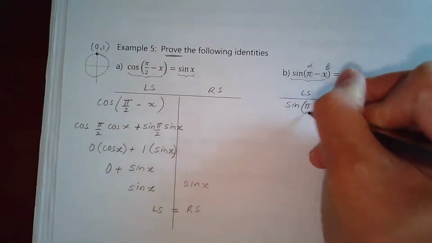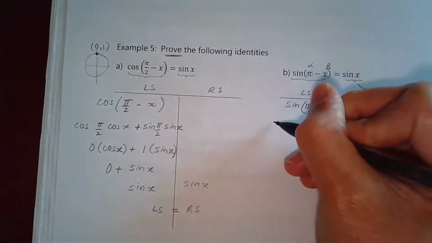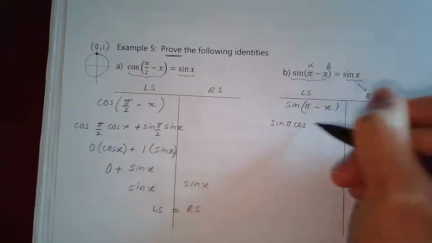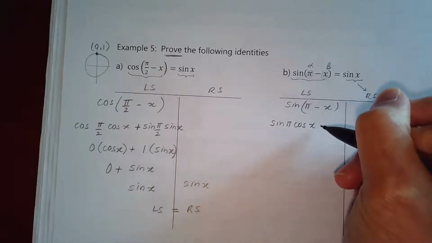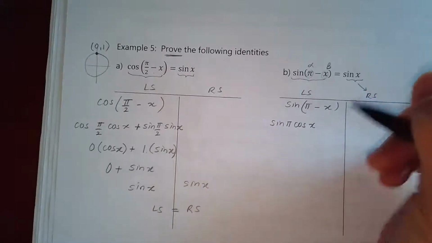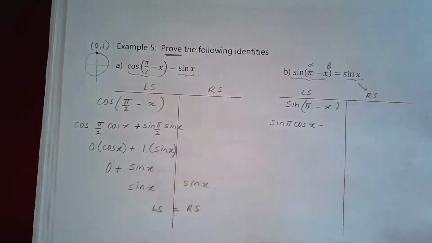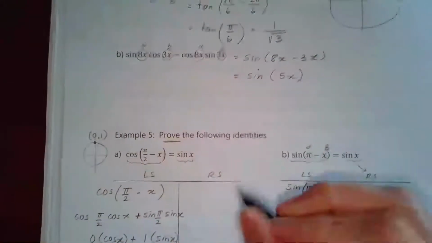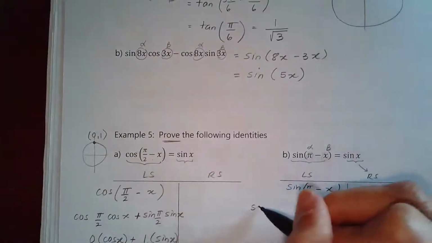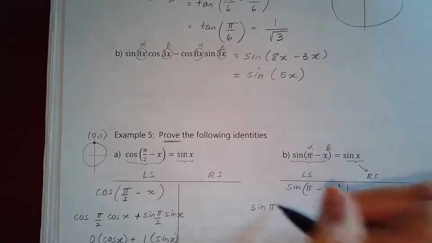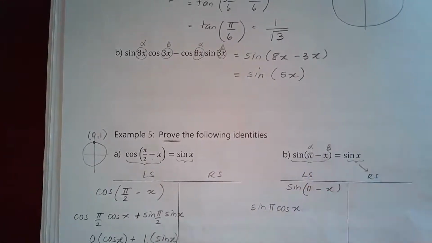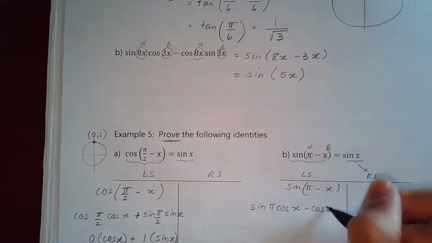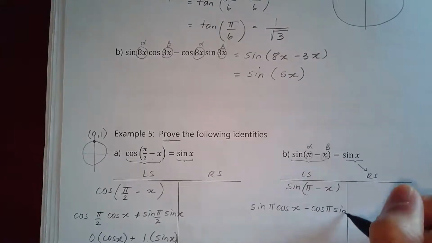Sine of pi minus x, that's the same thing as sine of pi times cos of x minus, I'm going to run out of room in here, so start this way. Sine of pi times cos of x minus cos of pi times sine of x.